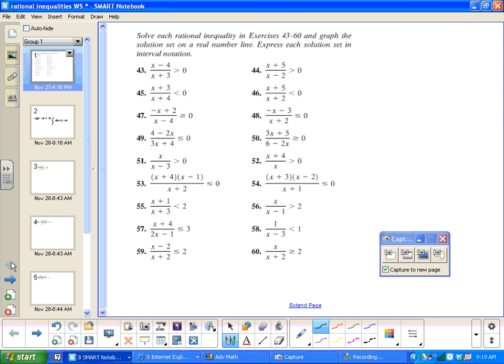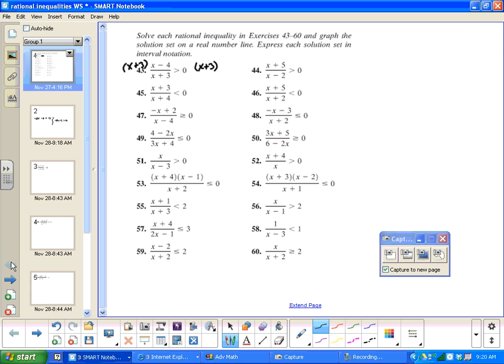So the strategy that we use to solve equations is not going to work with solving inequalities, all right? Here's why. Our strategy in solving equations is to multiply through by the common denominator. Now, let's see if you can figure out what would be wrong. I'm going to do 43 in just a second. If I tried to multiply by x plus 3 on both sides, okay? It's not the zero thing.